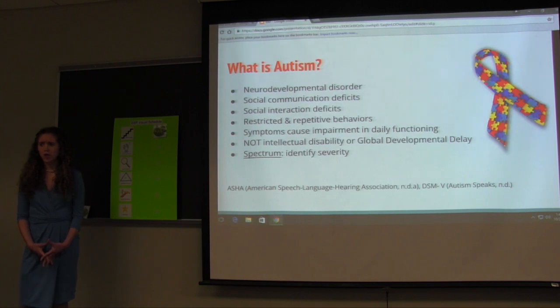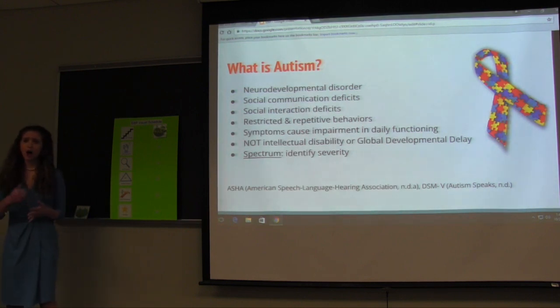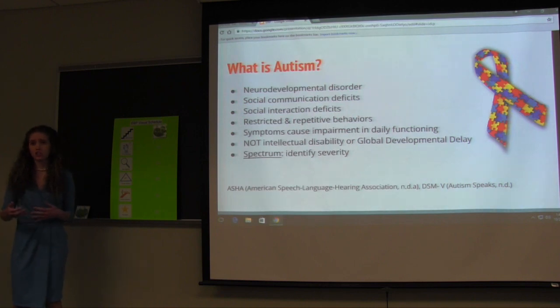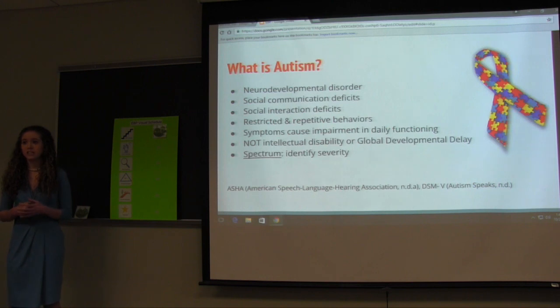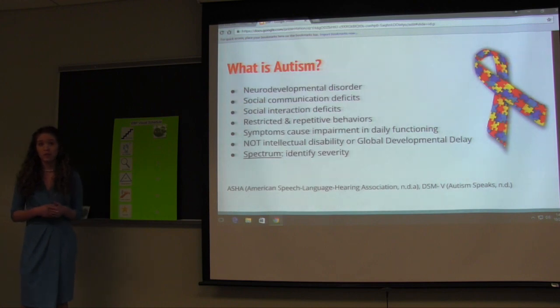This means they may have difficulty with the back and forth of communication, meaning they may not know when it's time to make a comment in a conversation or when to initiate a conversation. They may also have difficulty with joint attention, which is the shared focus of an object with two communication partners. They may also have difficulty with nonverbal and verbal communication.